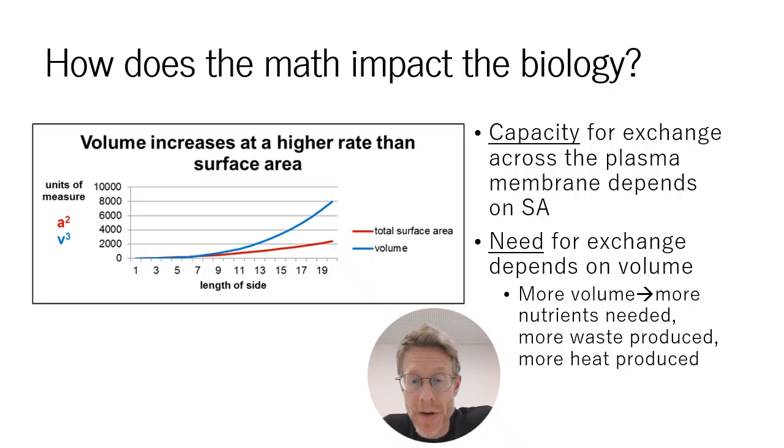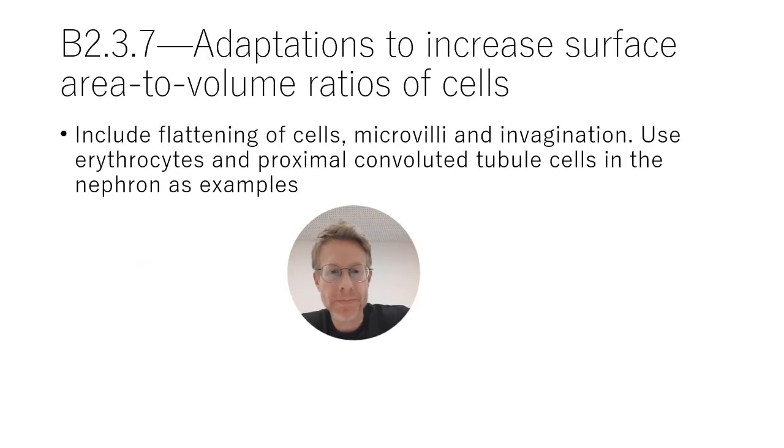If you have a greater surface area, you can have more exchange. But the volume determines how much exchange is needed. If you have more volume, you need more nutrients, right? You need more oxygen, you need more glucose. If you have more volume, you're making more waste. You're also making more heat, right? And remember, volume is increasing faster. So the need will increase faster than the capacity. And there will come a point where the need is too high for the capacity to meet that need. So cells have a limitation in how big they can get.